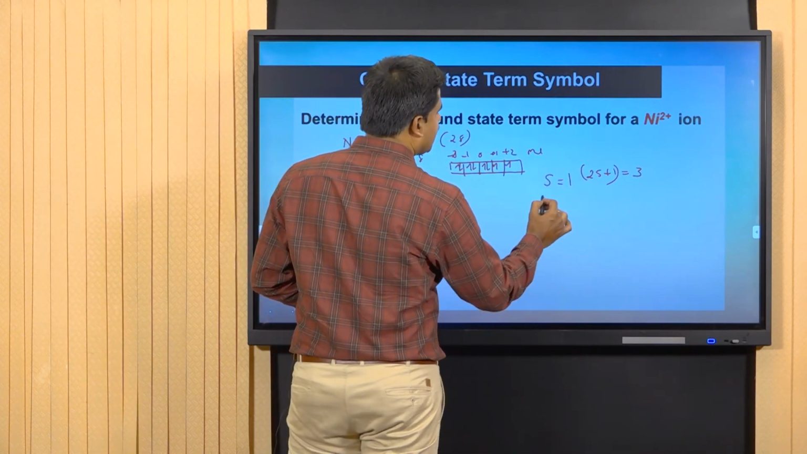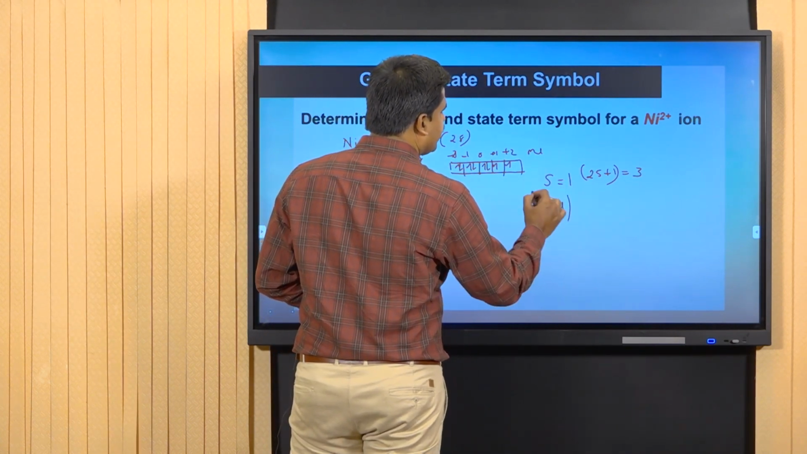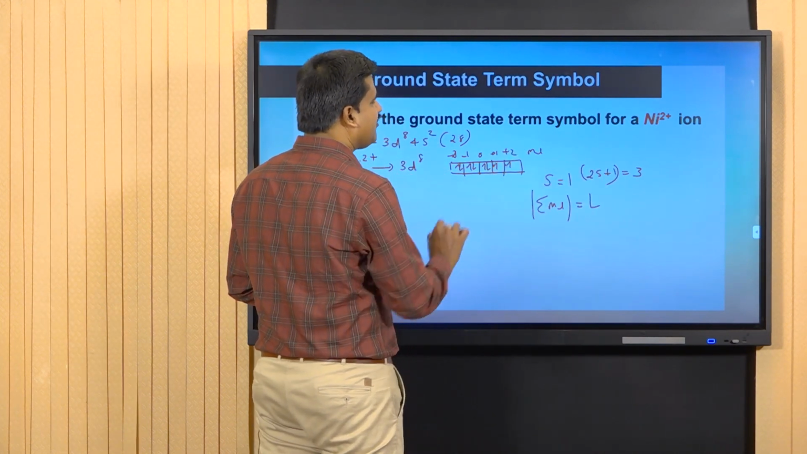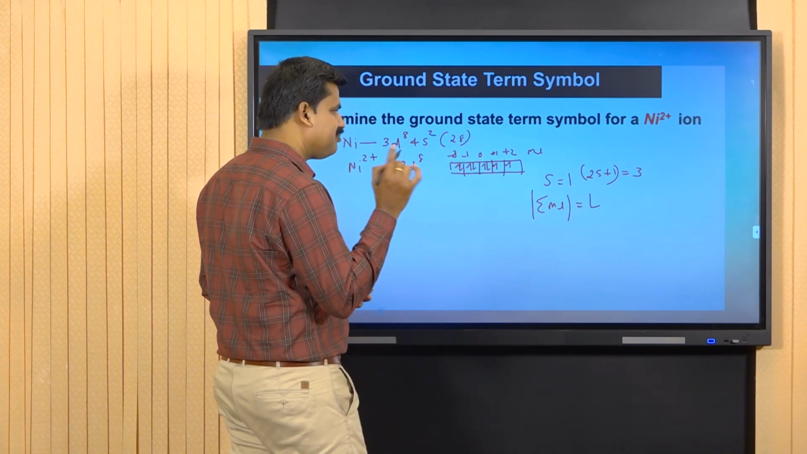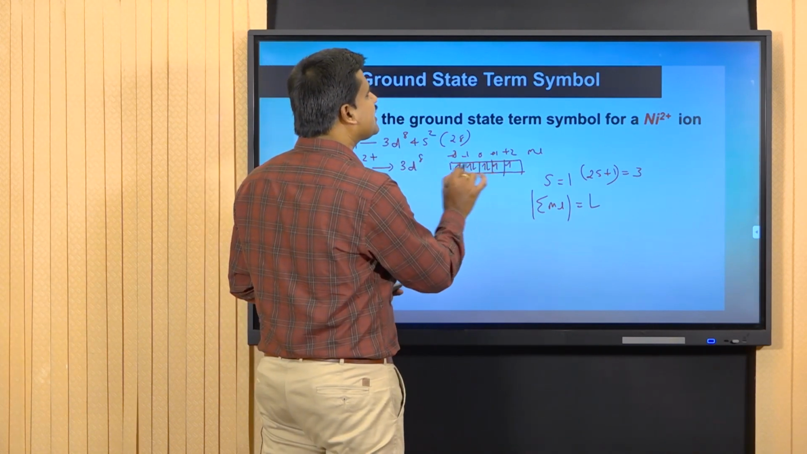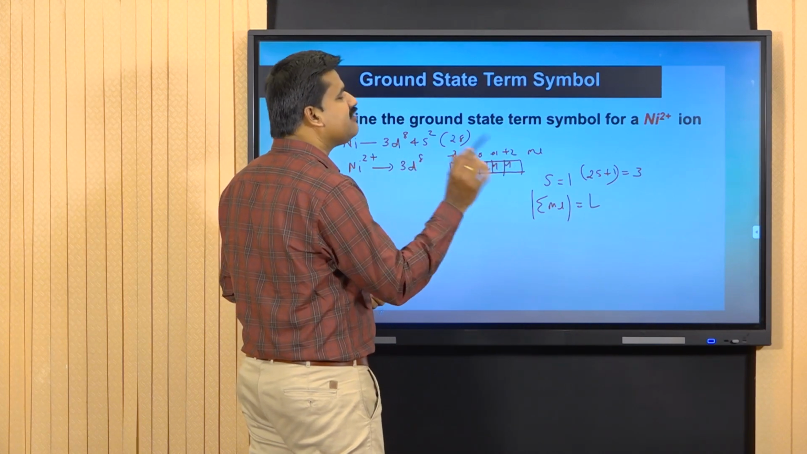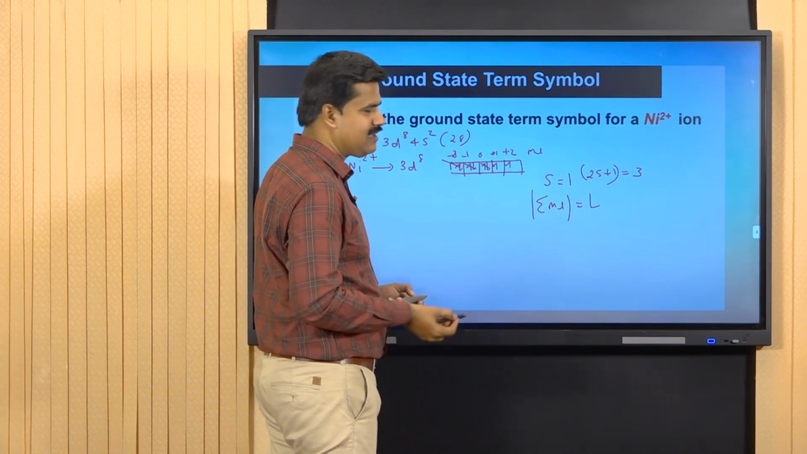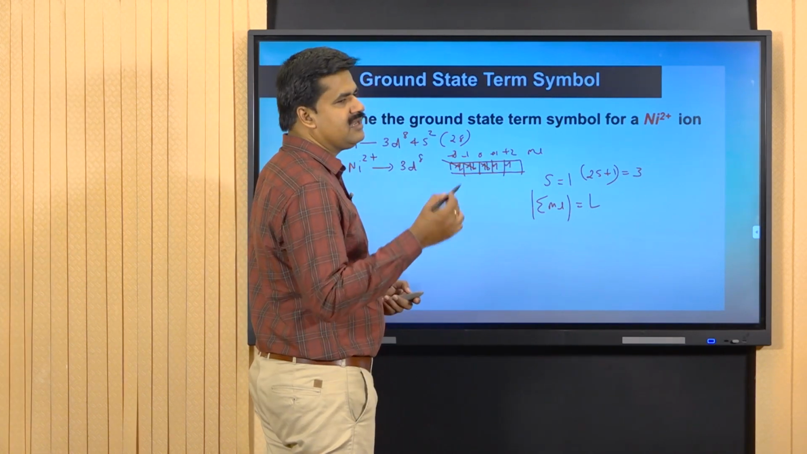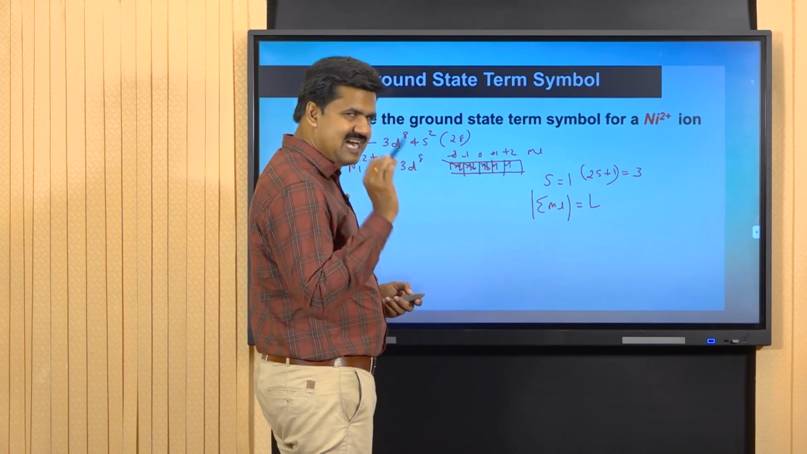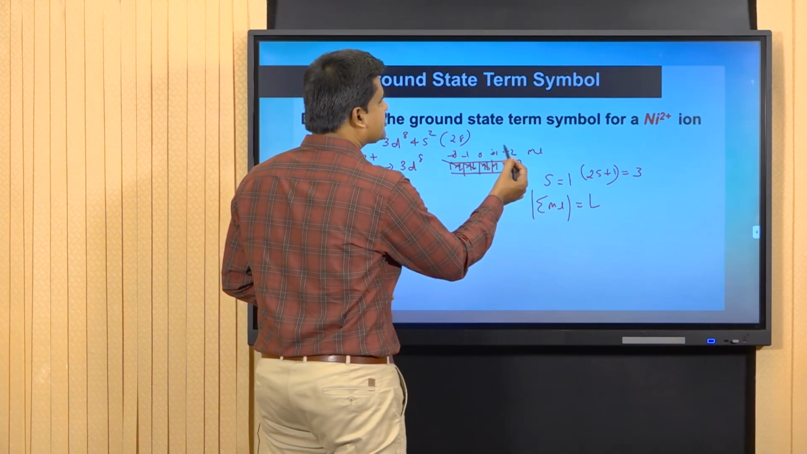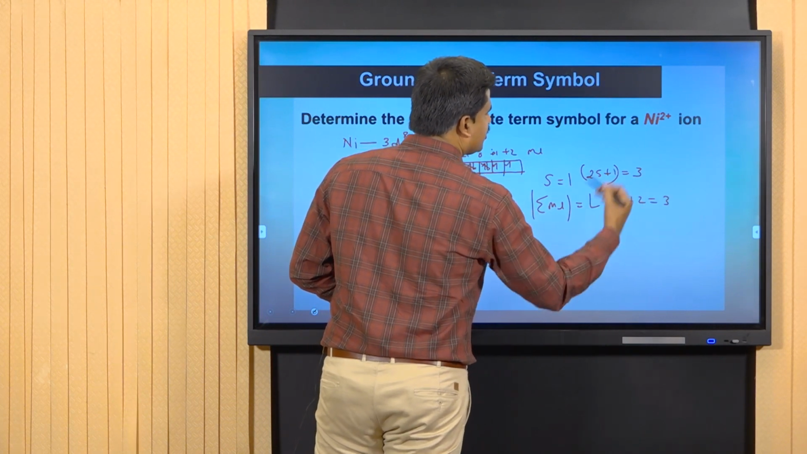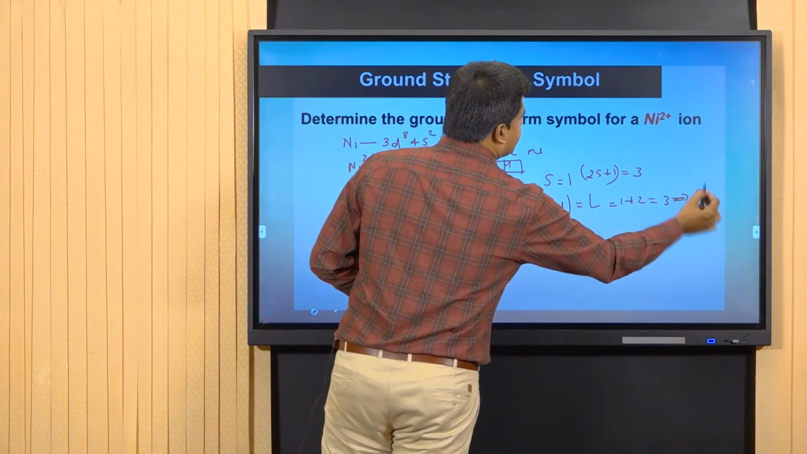And we have to compute sigma ML modulus, that is equal to L. So in order to compute the L value, we have to do one thing for simplicity here. You need not consider the contribution from the completely filled orbitals. So you can ignore these 3 orbitals because they are paired already. So we have to consider only ML values of those orbitals with unpaired electrons. So this is +1, this is +2. So ML is equal to 1 plus 2, that is equal to 3. Again this implies the F term.